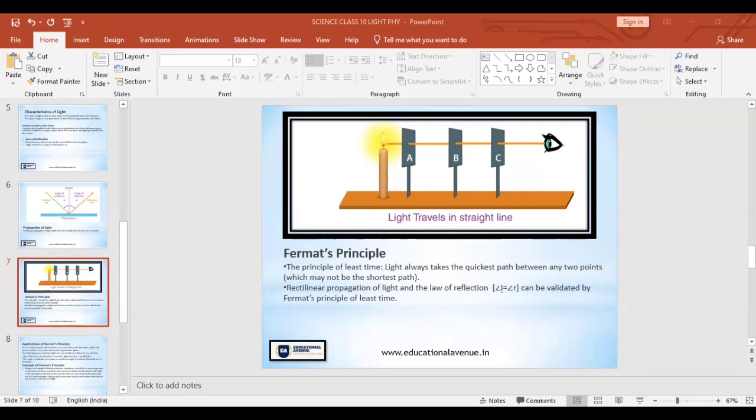So till now we have read the reflection of light. Two laws are there: that the angle of incidence is equal to the angle of reflection, and second, the incident ray, normal ray, and the reflected ray always lie in the same plane. So the next is spherical mirrors. What are spherical mirrors? Can you define what is a spherical mirror?